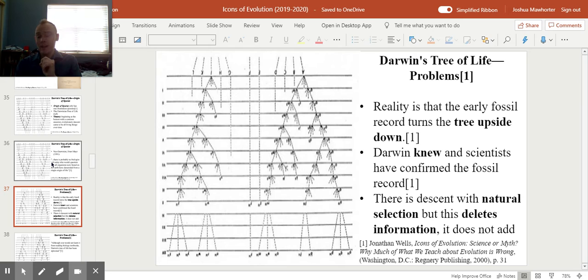There's descent with natural selection, but it deletes information. It does not add information. So when a creature with an adaptation that does not help it survive dies off and becomes extinct, that information from the DNA has been deleted from the gene pool. And that's what we see as creatures become distinct and go out of existence. That information goes away, but information being added, as would have to be the case with Darwin's tree of life, new information is not added. It's adapted, but it's not the same thing.